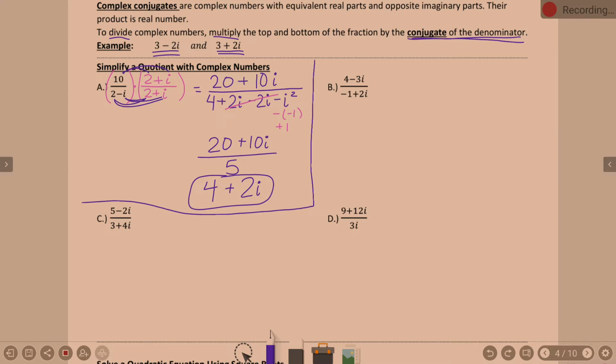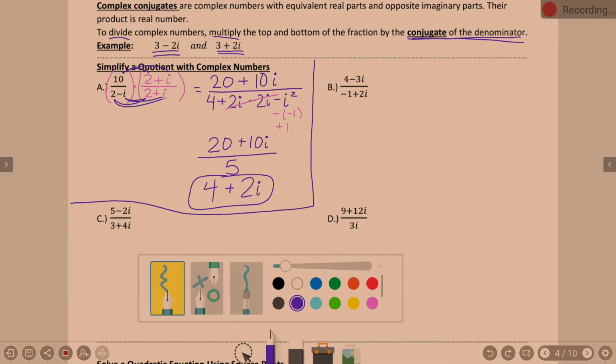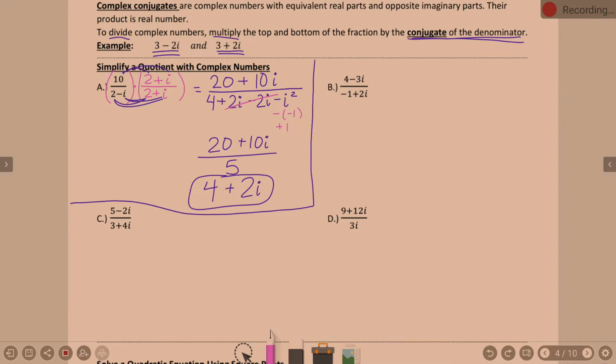Okay, so we were in the process of dividing, and we had completed A in your class, and we were getting ready to do B. What was the rule here? We have this fraction, and there's an i on the bottom. What do we have to do? We're going to multiply by the conjugate. What is the conjugate of the denominator?